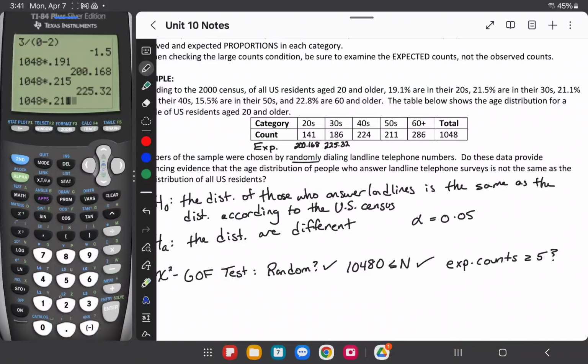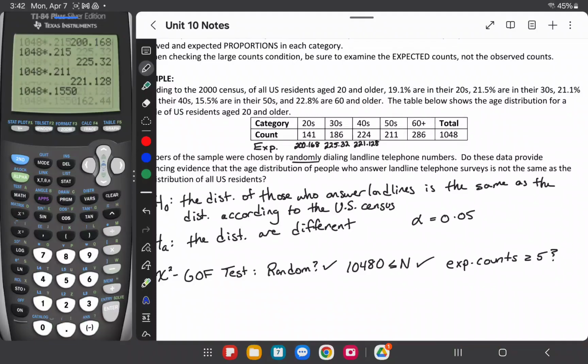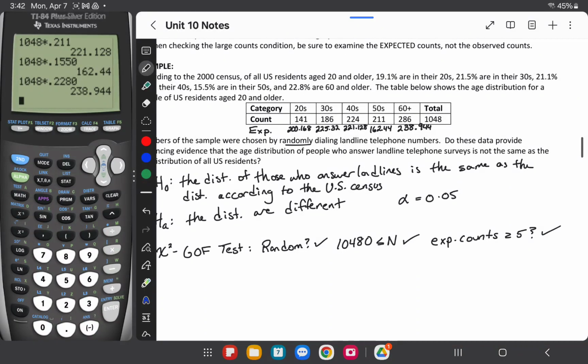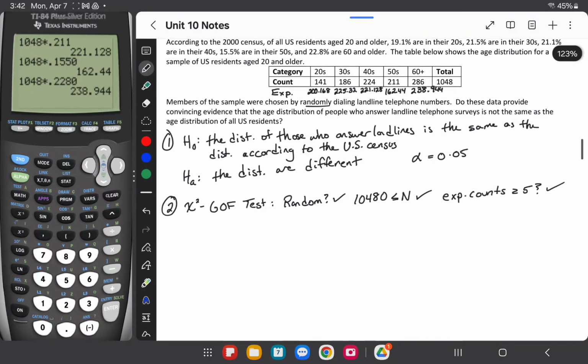Next is 0.211, which is 221.128. Next, we'll multiply by 0.155, which is 162.44. And last, we'll multiply by 0.228, which is 238.944, which pretty clearly all of those are greater than or equal to 5. So it looks like all of our conditions are met.